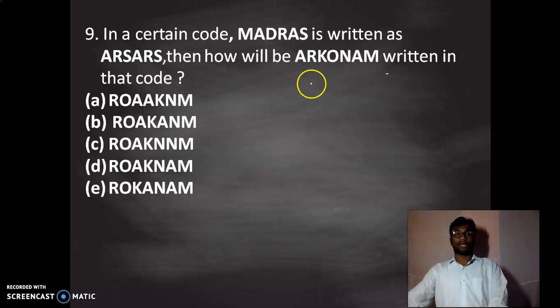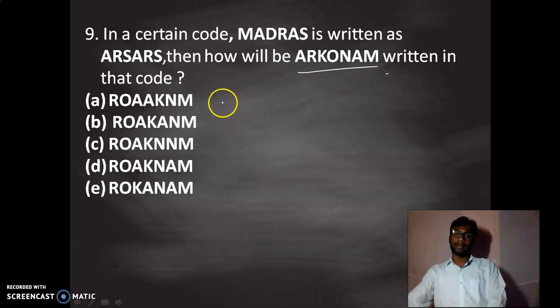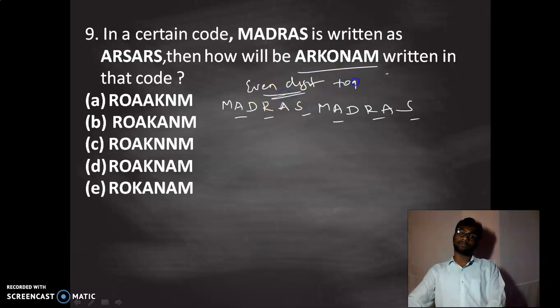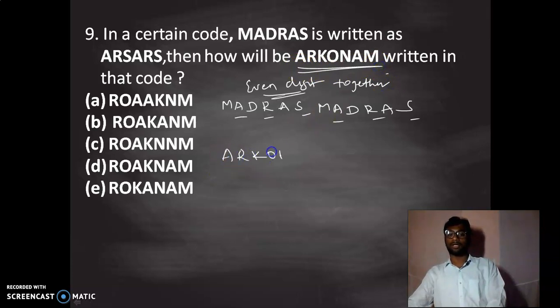Yes. In a certain code, Madras is written as ARS, then how will Arcanum be written? Try to understand. Madras is written as ARS. Repeated again twice. What does it mean? Again he has written Madras for twice. You can find it as ARS. What does it mean? Even digits together. Okay. Same. Now write the Arcanum.